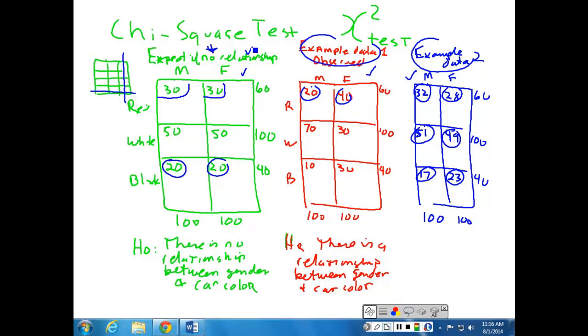Questions on just the logic of the chi-square test? Okay, then.